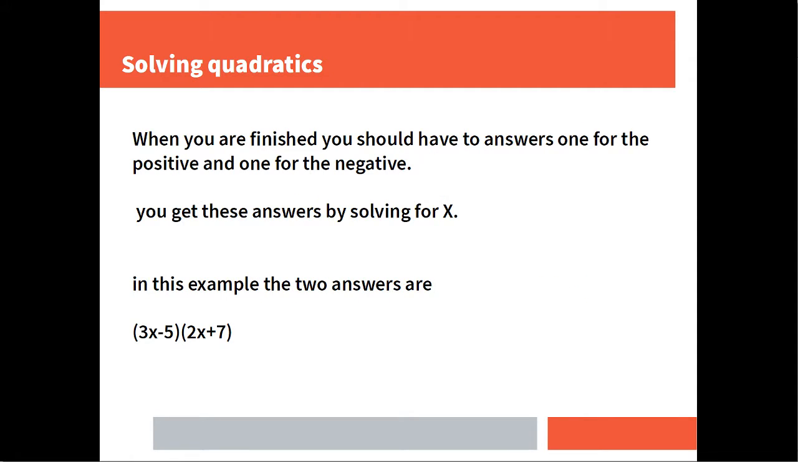Now, when you solve quadratics, you always get two answers: one for the negative b plus the square root term, and one for the negative b minus the square root term. You can get these answers by solving for x. In this example, the two answers are 3x minus 5 and 2x plus 7.